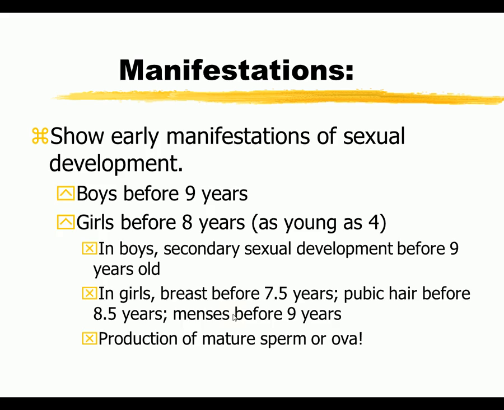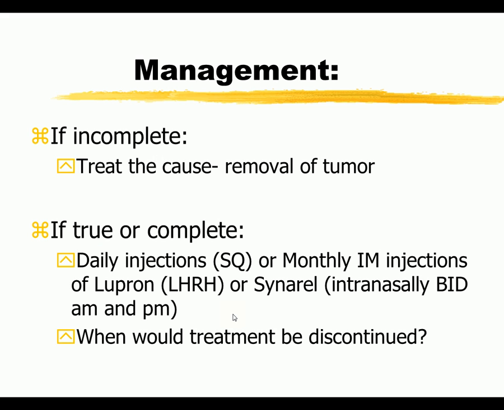If it's incomplete, you're going to treat the cause, removal of the tumor. If it's true or complete, then they've had that premature activation, and you've got to give them something that will suppress the activation of that gonadal axis. Daily injections, sub-Q, or monthly IM injections of what's called Lupron will actually help with that. Or you can give some intranasally, but Lupron is the drug of choice.